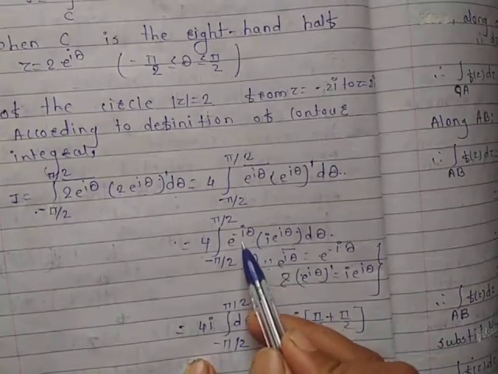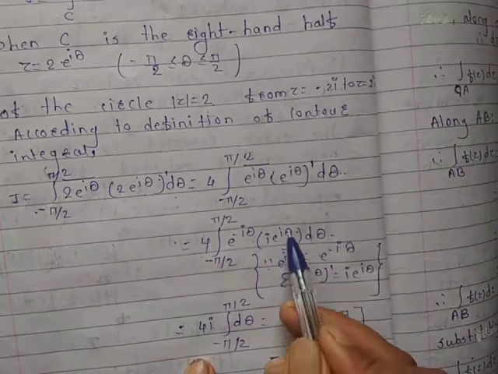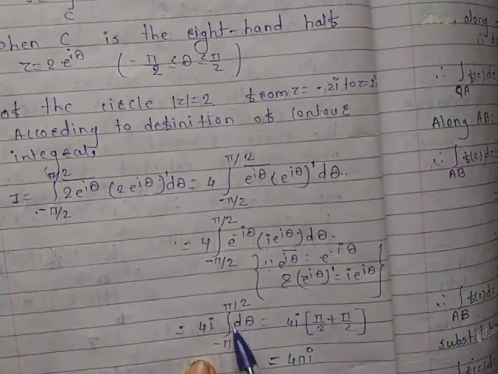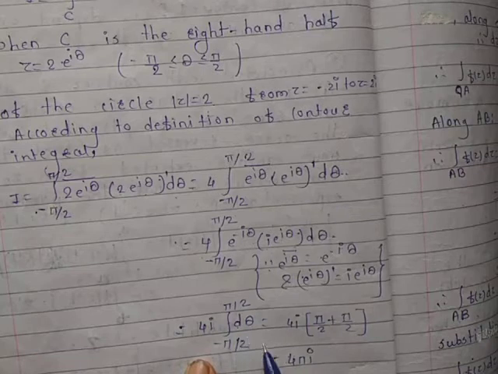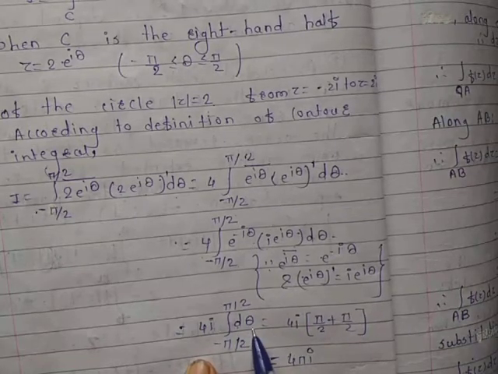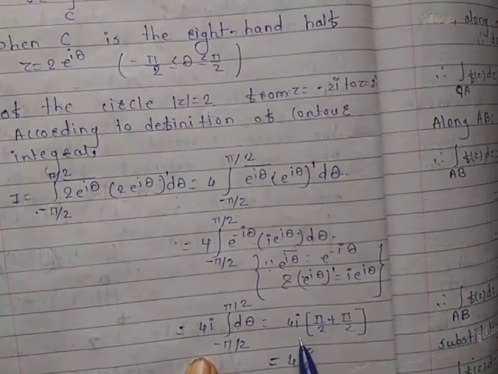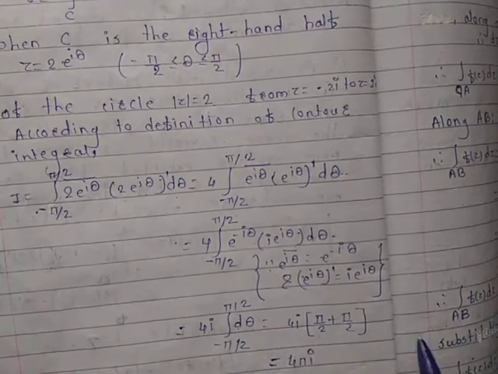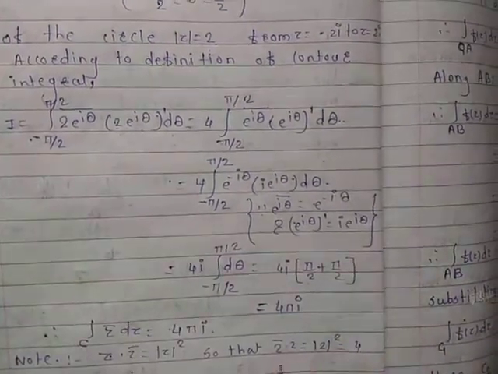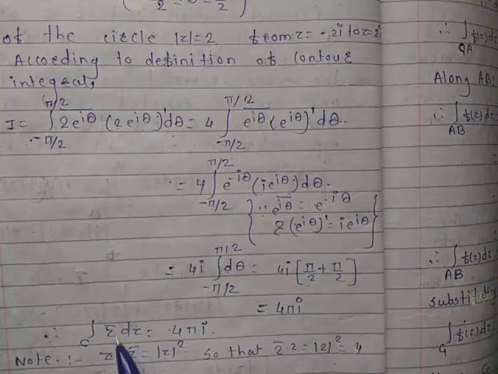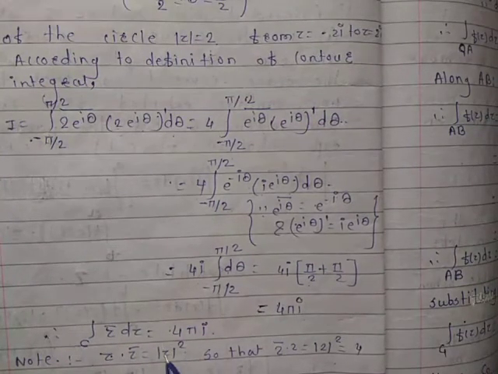Here e raised to minus i theta into e raised to i theta is 1. So the integrand is only d theta, and this integration is theta. When we put upper limit and lower limit, we will get 4i into pi by 2 plus pi by 2, which is equal to 4 pi i. So integral over C of z bar into dz is equal to 4 pi i.